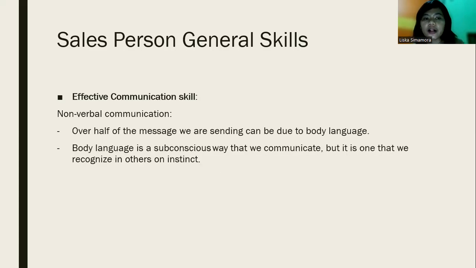So over half of the message we are sending can be due to body language, right? So not merely by our words, but by body language sometimes. So we have to pay attention to our words and to our body language. Okay? Body language is a subconscious way that we communicate, but it is one that we recognize in others on instinct, right? So that is the power of body language.